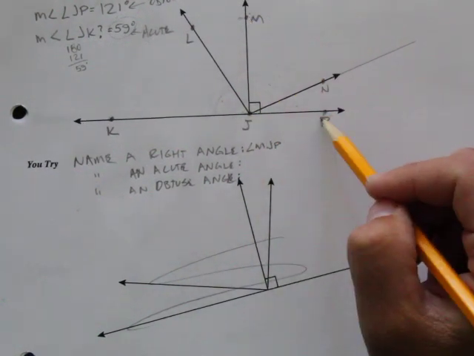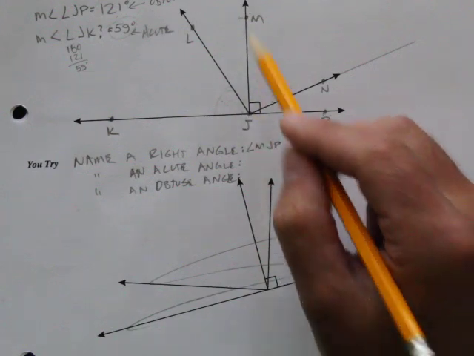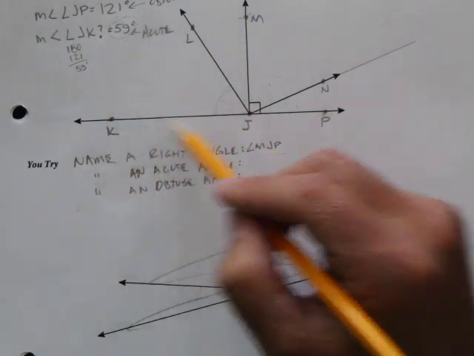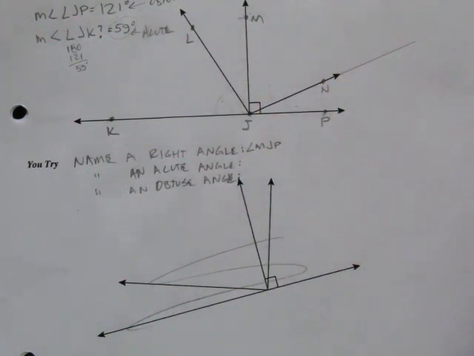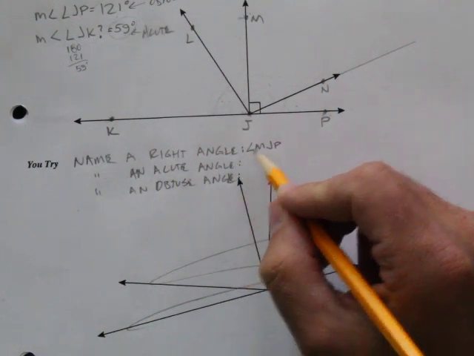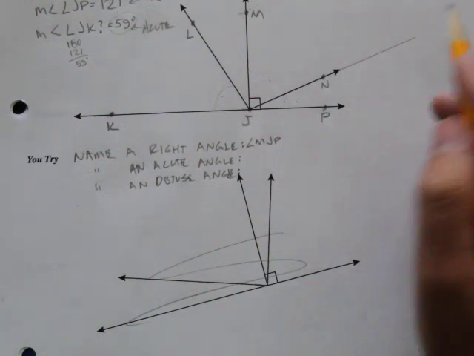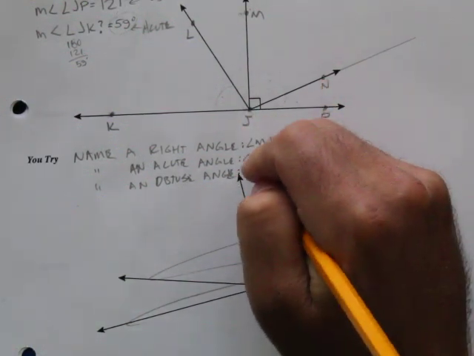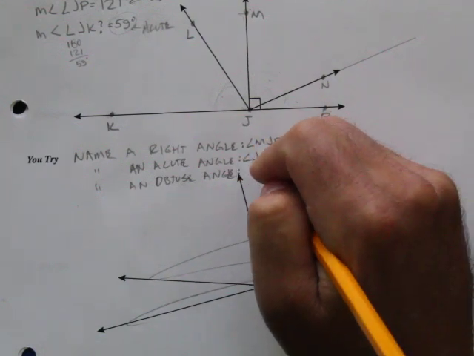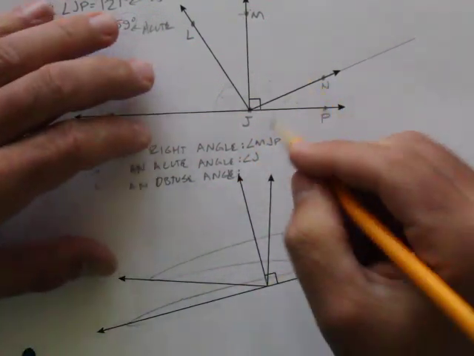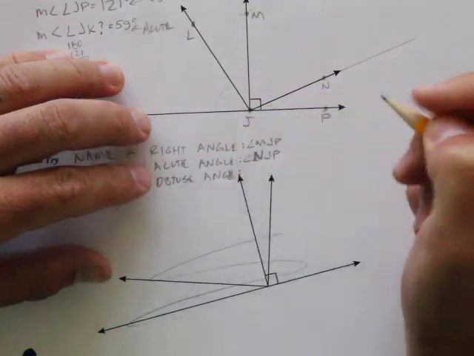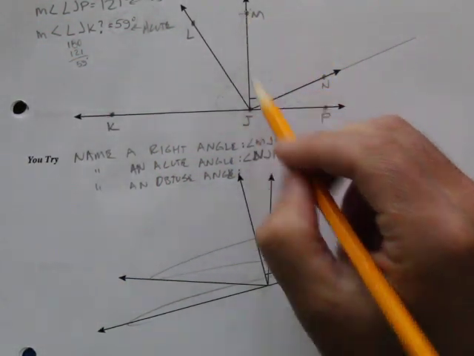Angle MJP, PJM, or MJK or KJM. Any of those answers would work. An acute angle. So there are lots of different acute angles here. One is NJP. That's the one I'm going to write down. NJP. You could also do MJN.